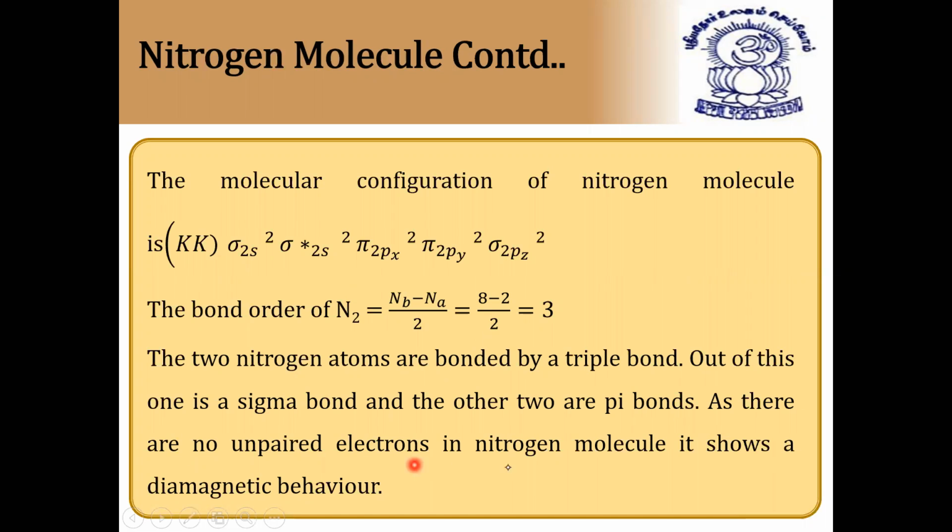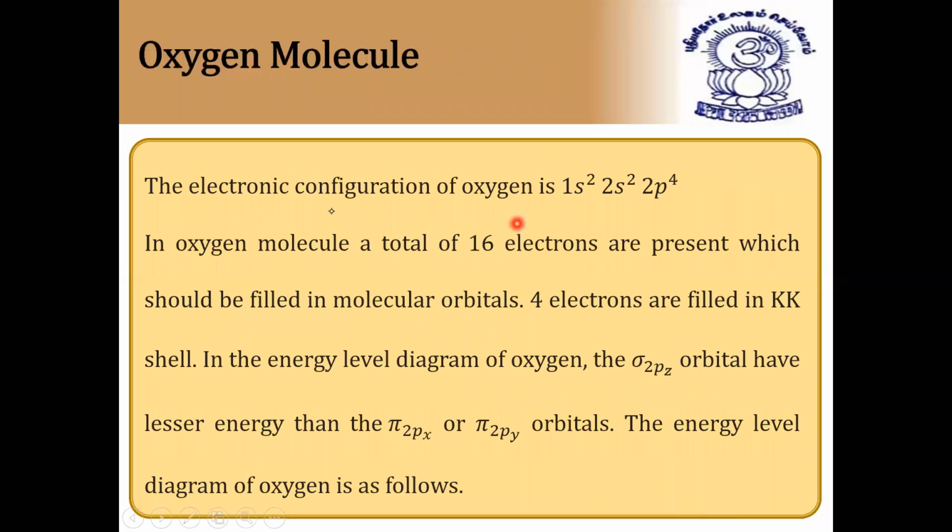As there are no unpaired electrons in the nitrogen molecule, it is also showing a diamagnetic behavior. Because of the configuration, you can see all are completely filled. So that's why it is also diamagnetic in nature. Next, we'll see the oxygen molecule.